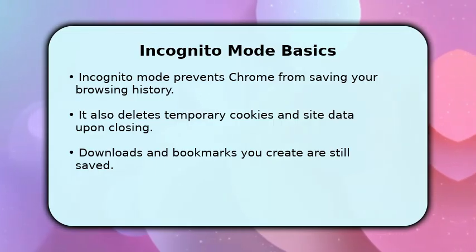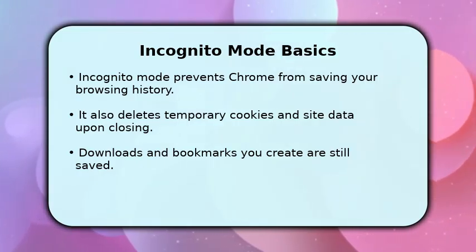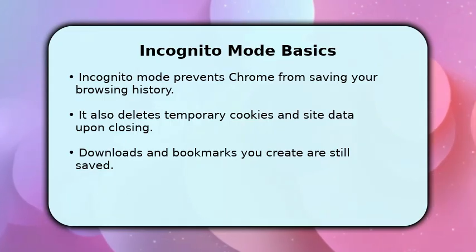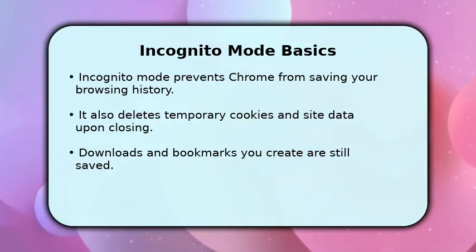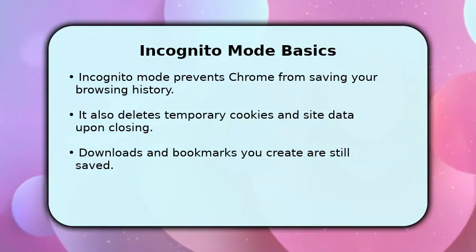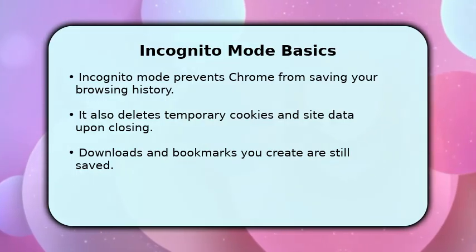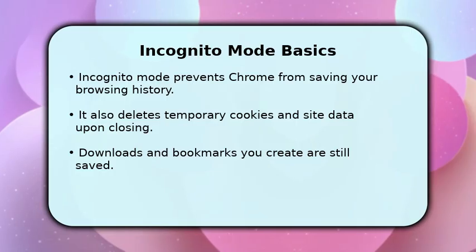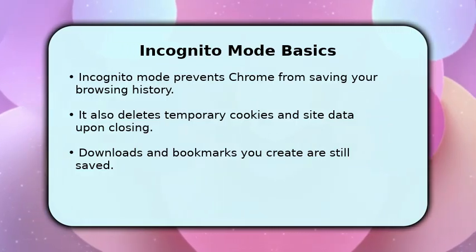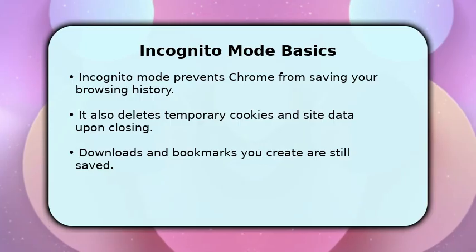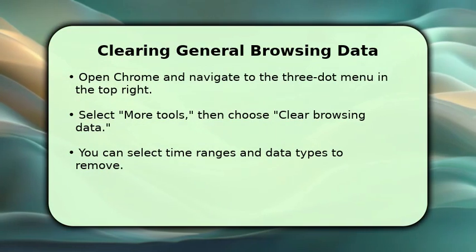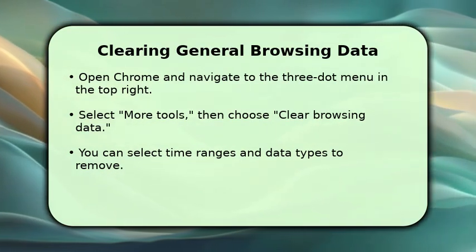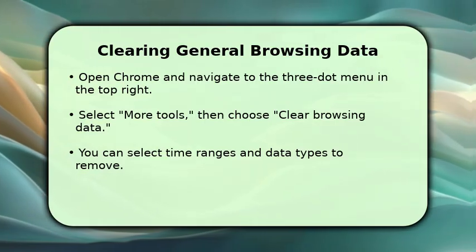When you use Incognito mode, Chrome doesn't record the websites you visit in your local history. It also automatically clears any new cookies or temporary site data once you close all Incognito windows. This means your local browsing session is largely untraceable on your device. However, remember that any files you download or bookmarks you create while in Incognito mode will still be saved to your computer.